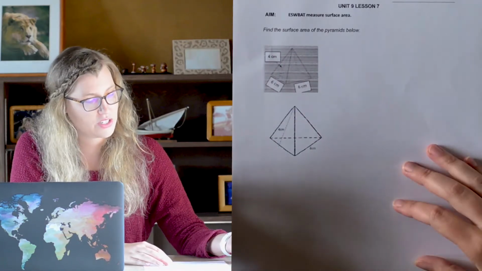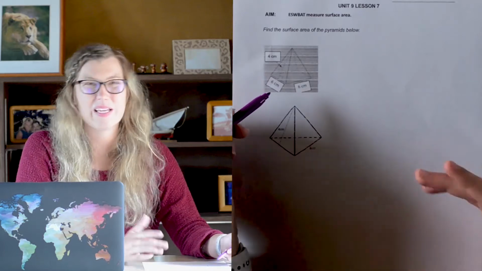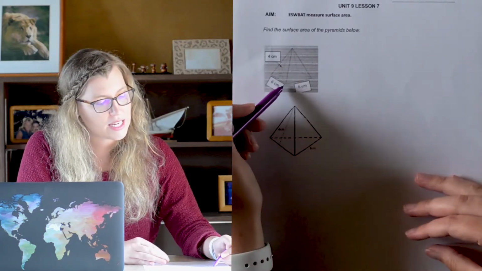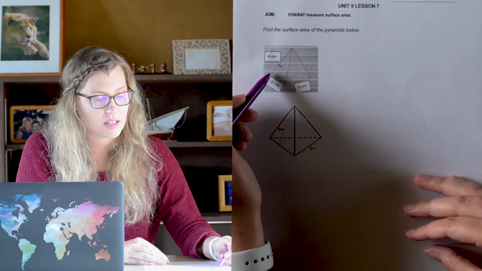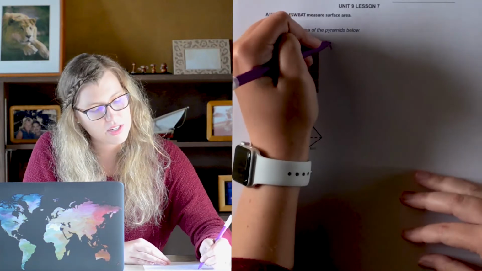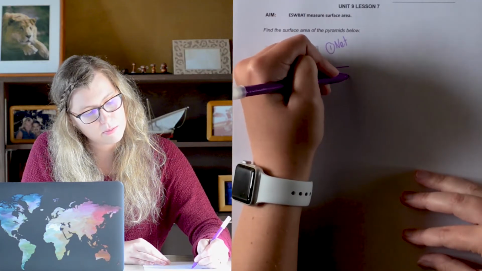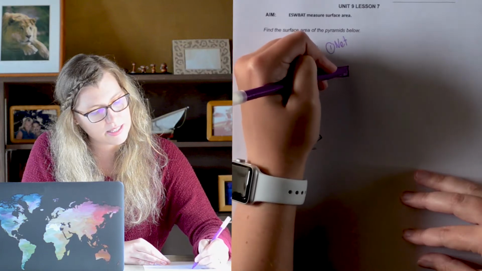All right, so we're finding the surface area of the pyramids below. Let's start with this one. I know you can't really see it on my paper, but your notes should show it perfectly. It is actually a rectangular prism, but the base is a square. So I'm going to first draw my net. I have a square base, not perfect. It is 6 by 6.